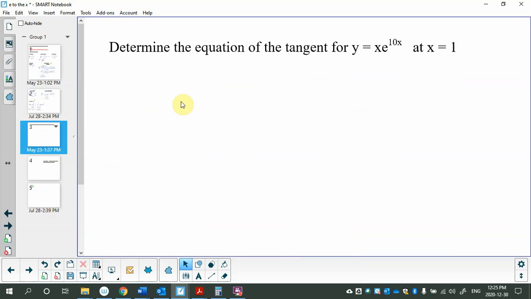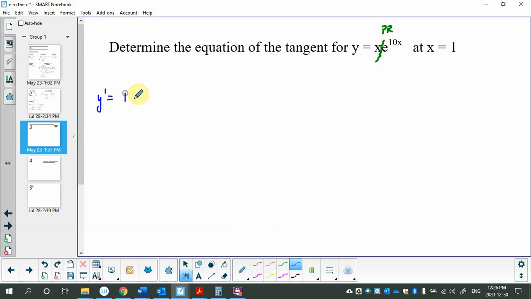And determine the equation of the tangent. So tangent means I have to take the derivative. Equation means I need y equals mx plus b. I have x, so I'm about to do the slope of the tangent, which is the derivative. And unfortunately, this will require the product rule.